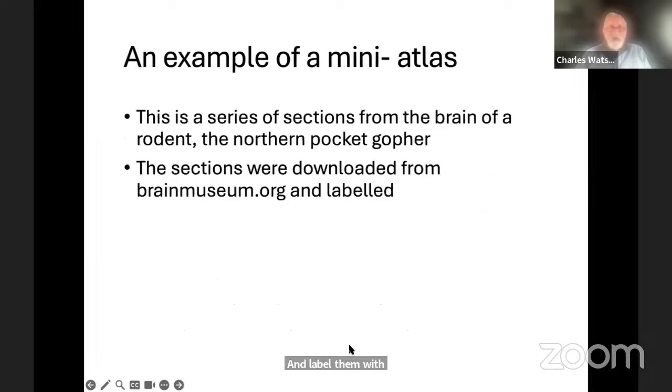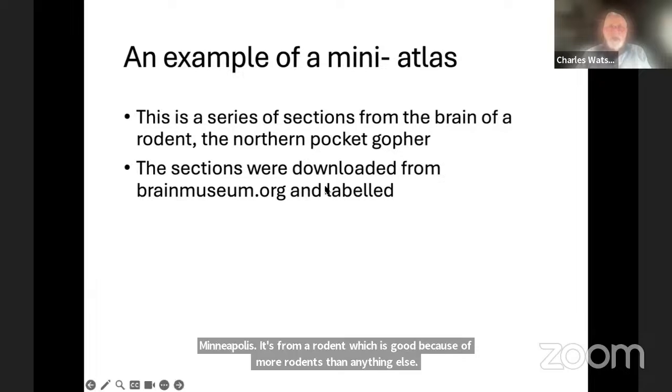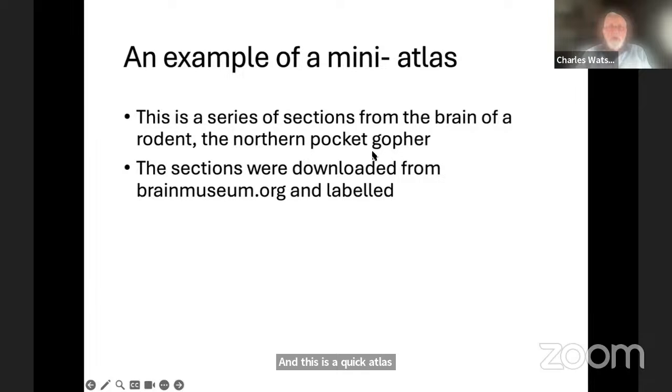Okay. I want to actually show you a quick example of one mini atlas. It's from a rodent, which is good because there are more rodents than anything else. And this is a quick atlas of the brain of the northern pocket gopher. And while I go through, I'm going to alert you to the standard features of this animal, so that when you look at more unusual animals later on in the lecture, you'll realize how different they are. All of these sections were downloaded from brainmuseum.org and labeled.